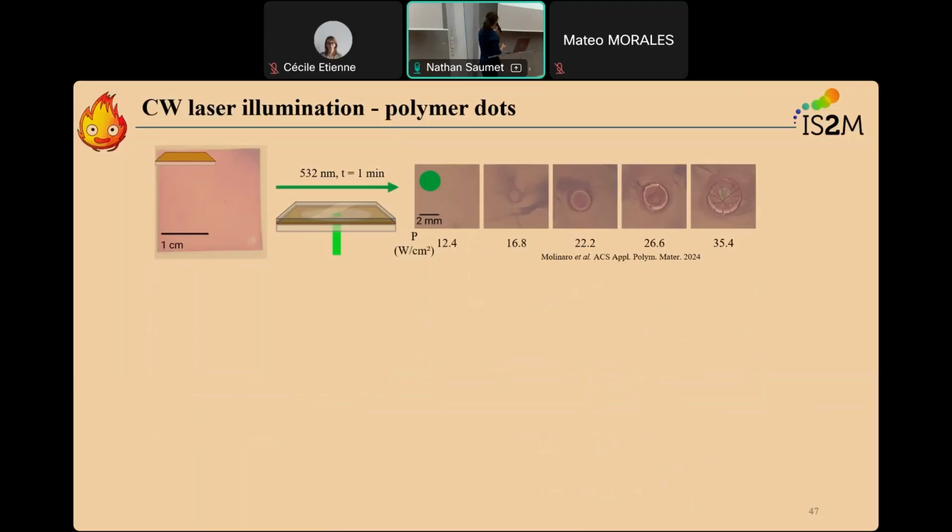Here it's for a power that did not induce any polymers. And when I increase the power, I observe polymer dots here, which are increasing in size. Of course, if I illuminate the same sample but without gold nanoparticles, there is nothing. So there is no photopolymerization. It's only thermopolymerization.